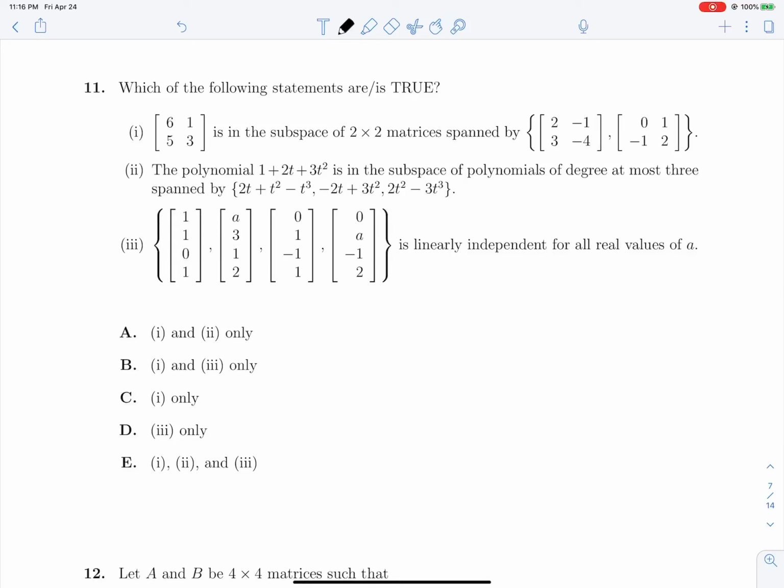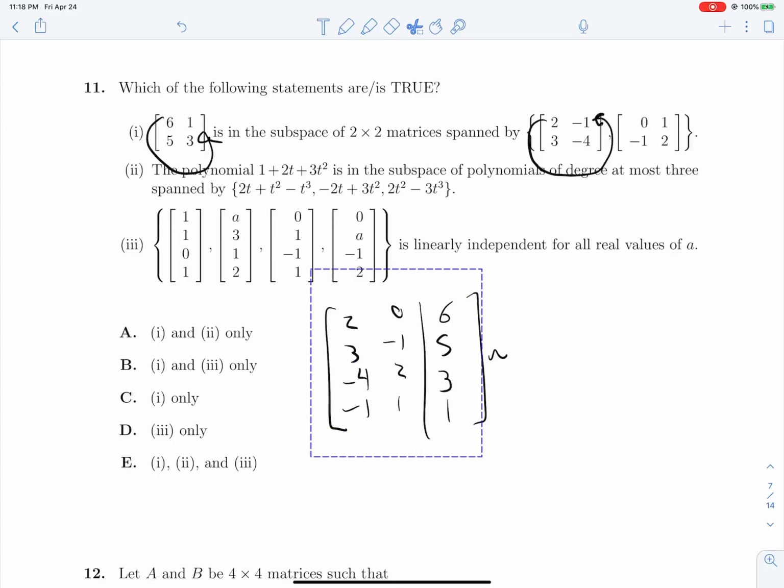11. Which of the following are or is true? 6, 5, 3, 1 is in the subspace of the 2 by 2 matrices spanned by those two matrices. So what we should be able to do is find a linear combination of these two matrices which forms this matrix. And in order to do that, I'm going to unwrap these matrices into 4-dimensional vectors going counterclockwise from the 1, 1 position. So we can express that first matrix as 2, 3, -4, -1, and our second one as 0, -1, 2, 1. And we're making an augmented matrix with this guy unwrapped, which is 6, 5, 3, 1.